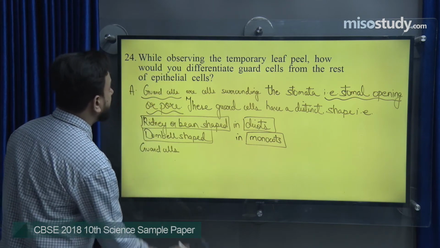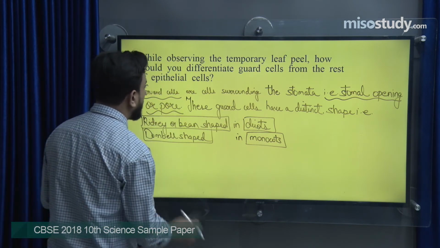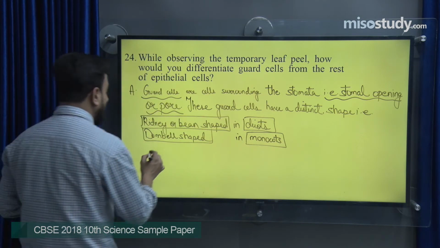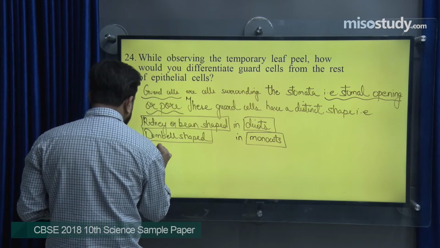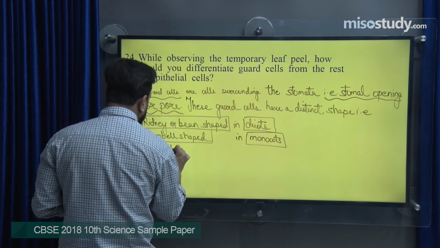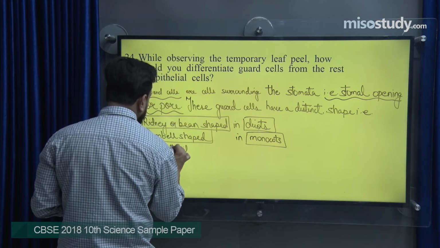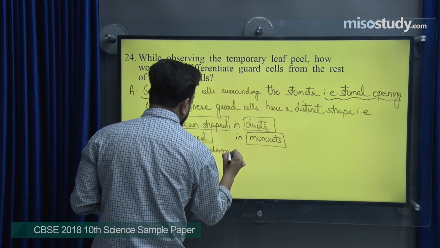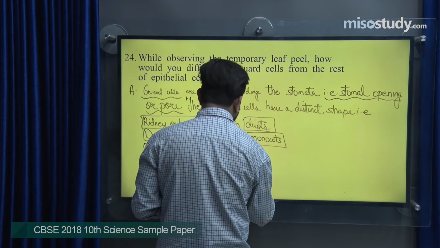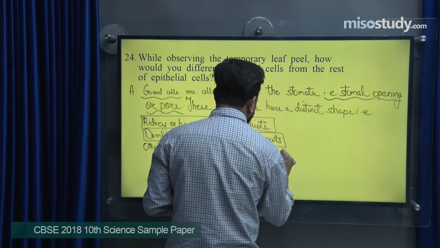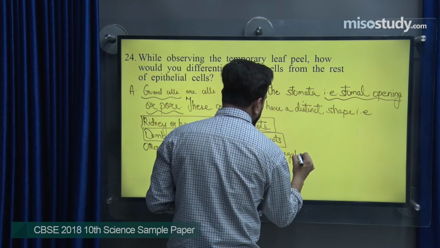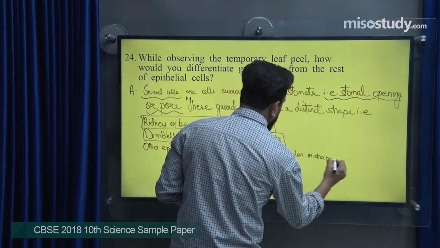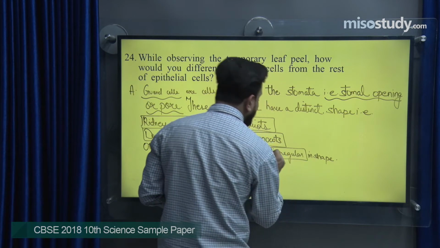okay, I'll write the differentiating feature here only from the rest of the epithelial cells. The other epithelial or epidermal cells are irregular in shape. Okay, irregular in shape. So let us understand this.